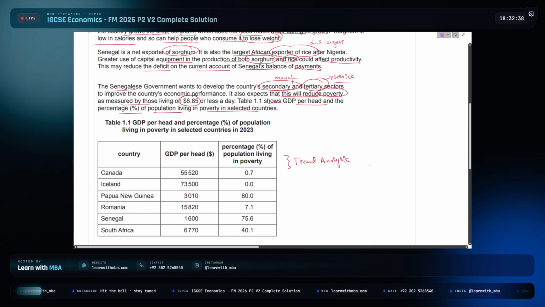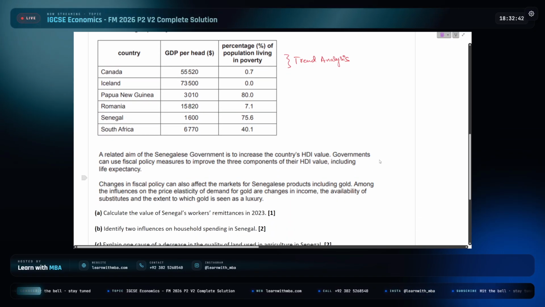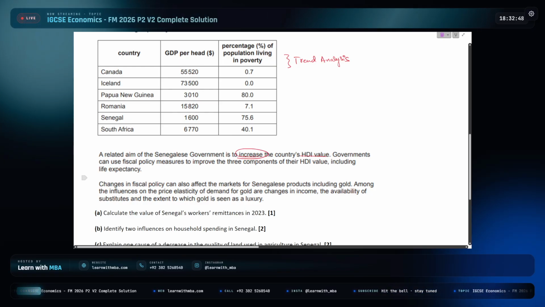So you would use this data as the trend analysis. We'll come back to this when we're at that question. A related aim of the Senegalese government is to increase the country's HDI value, right?